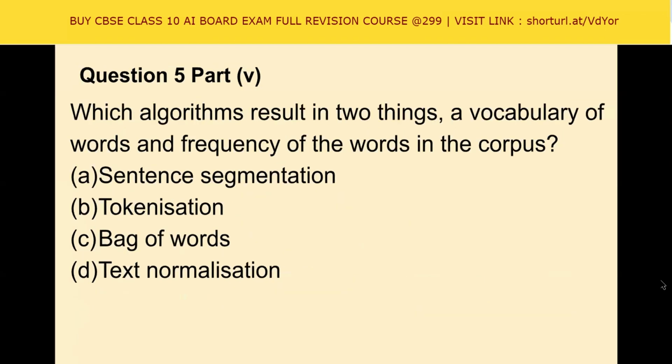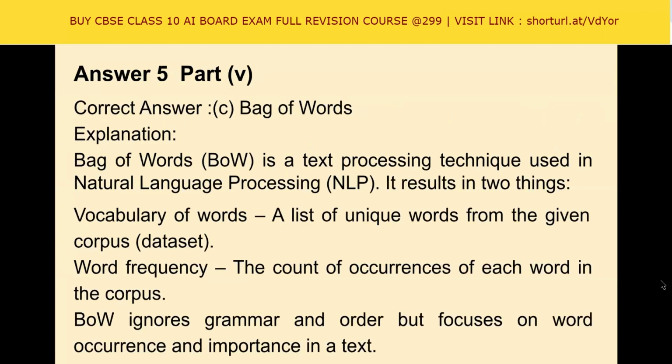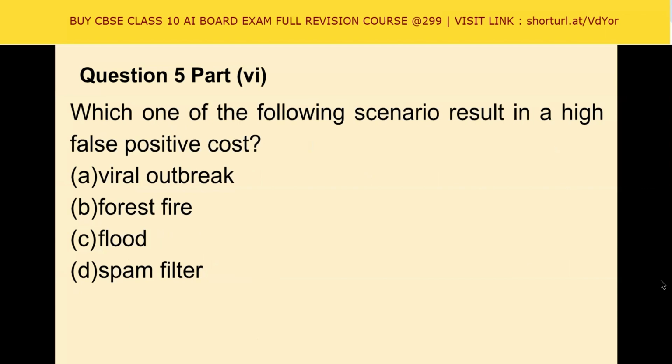Now, which algorithm results in two things, a vocabulary of words and the frequency of the words in the corpus? So the two things you are getting are the vocabulary of words and the frequency of the words. Obviously, this algorithm is known as the bag of words. In bag of words, you are getting a list of unique words in the corpus and the frequency of those. BOW is a text processing technique for natural language. Vocabulary is a list of unique words, word frequency is the count of occurrences of the word, and it does not consider the grammar and order of the words, but focuses on word occurrence.